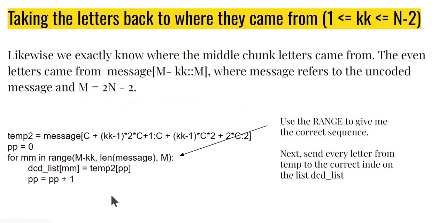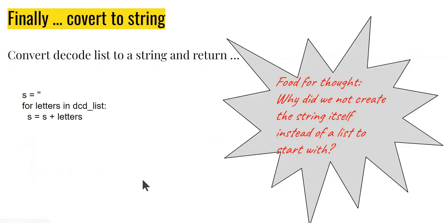And finally, for the second one, again, remember the message is going from m minus kk. I mean, this is where it had come from. So I just run my range function that way. And I get my elements back to where they were, using this for loop. So this is for the temp2. And with all this done, all we did was convert this to a string and present it back, right?